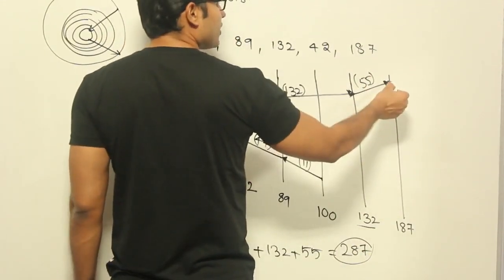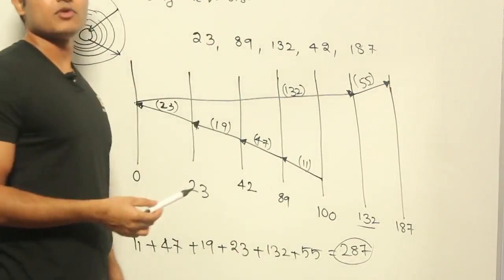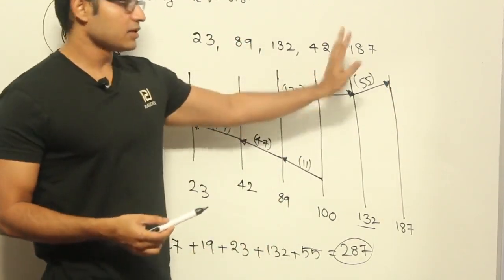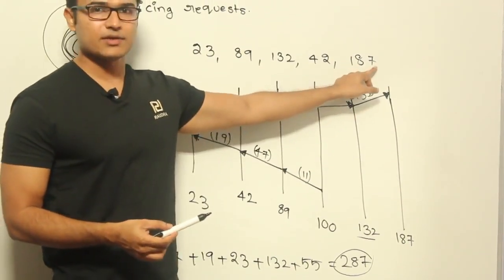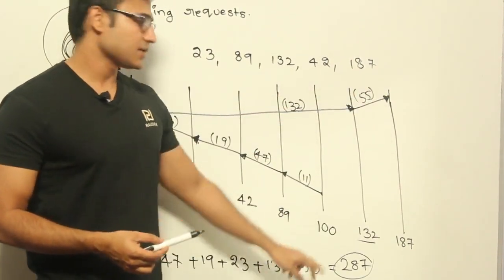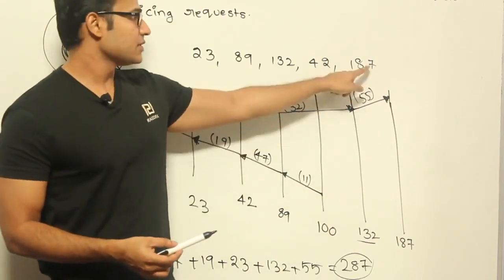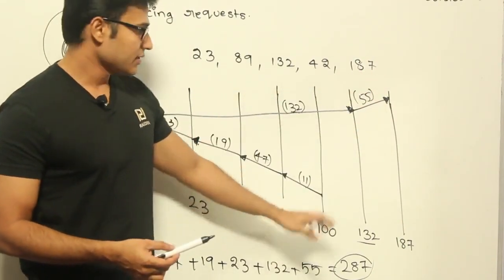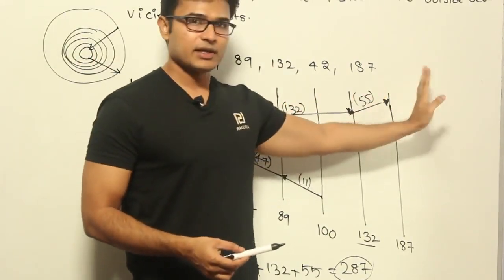Even though your read write head is going to go beyond it, we need not worry about it, because these are the requests which are given to us. So once we serve the request 187, we are going to stop there and say that in order to serve all these requests starting from 100, this is the number of cylinders that I am going to cross, even though your disk is going to move in that direction.